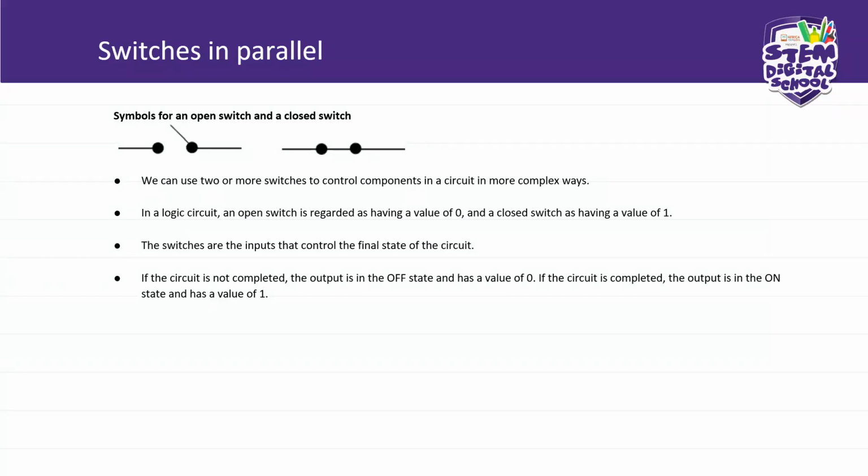When you turn off the lights, you are opening your switch. I want you to understand this close and open language. We can use 2 or more switches to control components in a circuit in more complex ways. In a logic circuit, an open switch is regarded as having a value of 0, and a closed switch as having a value of 1.